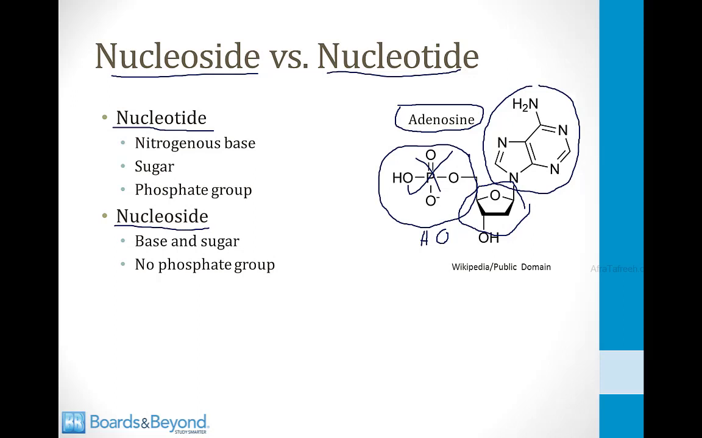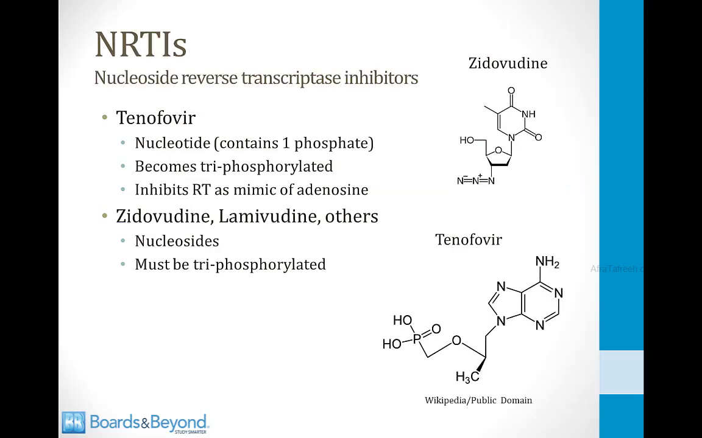In other words, they mimic the structure of a nucleoside. They do not have any phosphate groups attached to them. So the reason I explained all that to you is because tenofovir is different from the other drugs in the NRTI class. Tenofovir is a nucleotide. It contains 1 phosphate group. This is the structure of tenofovir on the screen here, and you can see that it has a phosphate moiety.